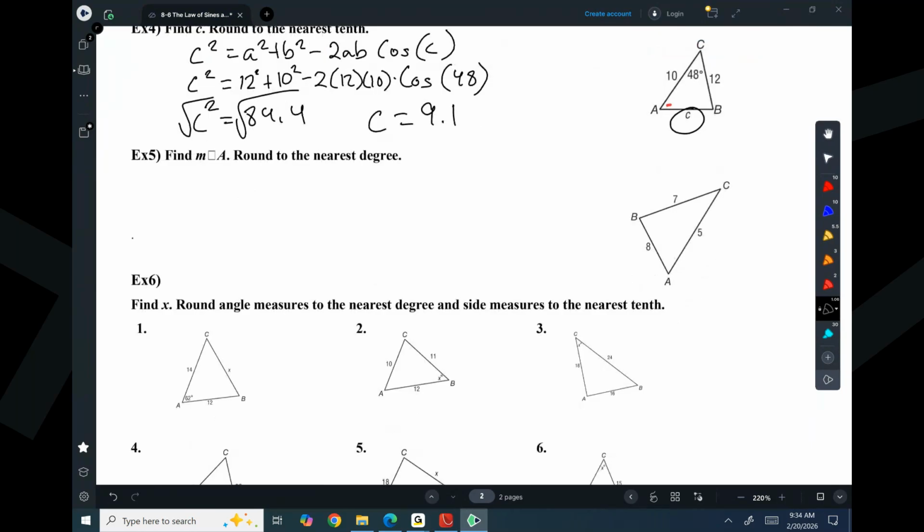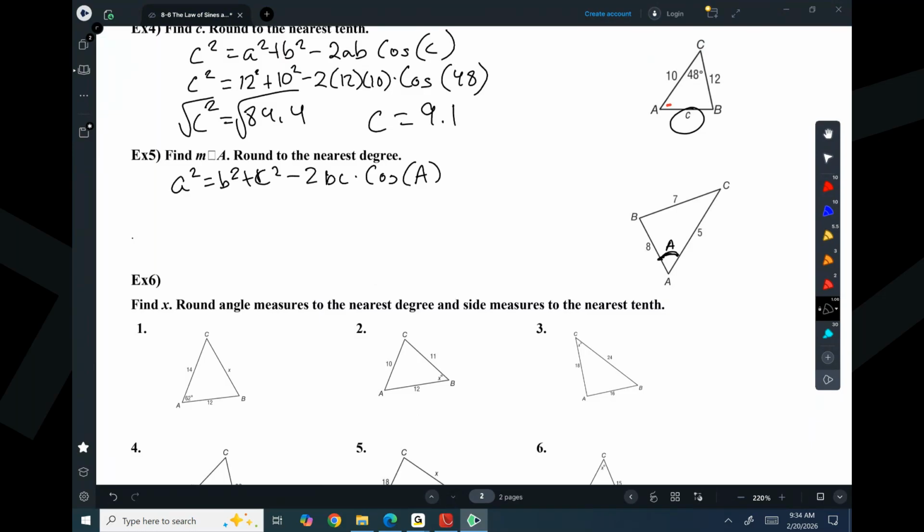This one's a little bit harder. Okay, so this is the angle that we're trying to find, right? So angle A, so we're going to use the one with the A. So what's the one with A? A squared equals B squared plus C squared minus 2 times, whatever those are, times the cosine of the angle that I want, so big A. It's not hard, it's just annoying.